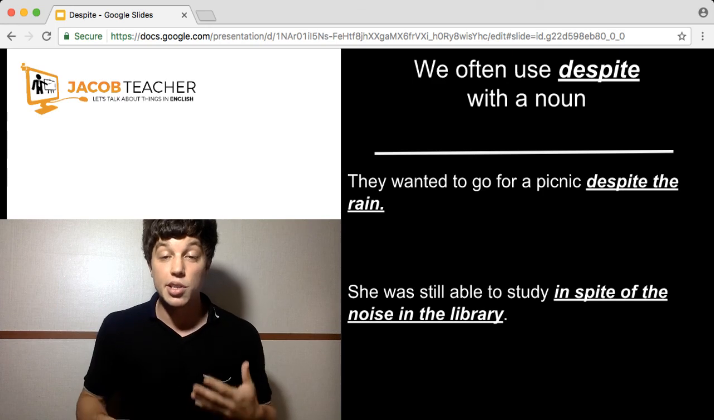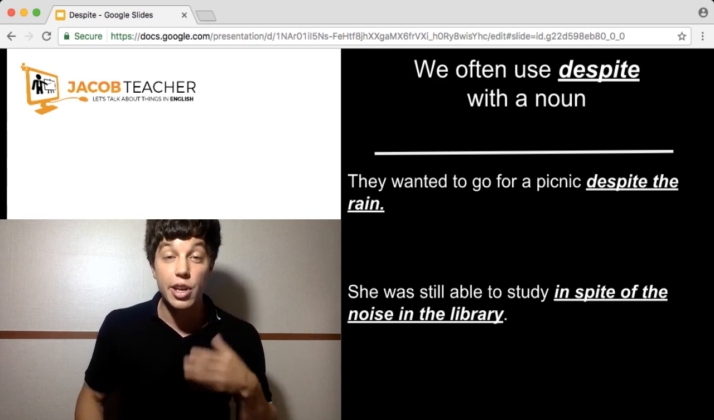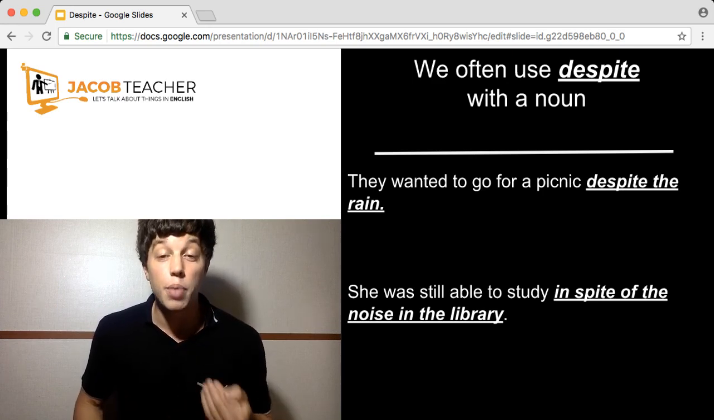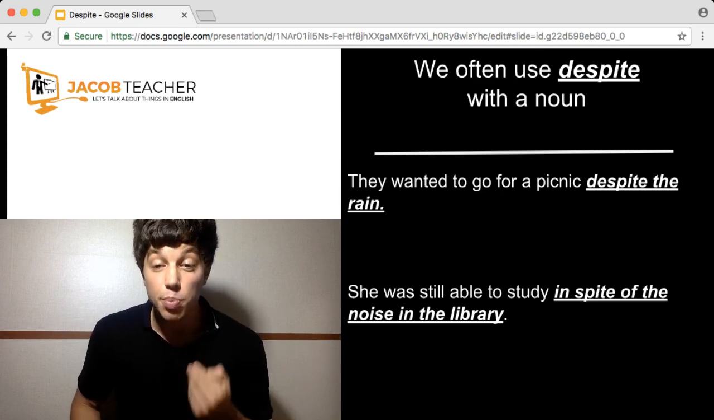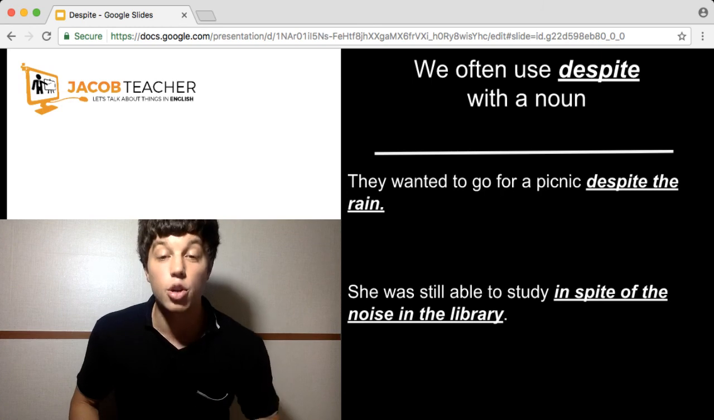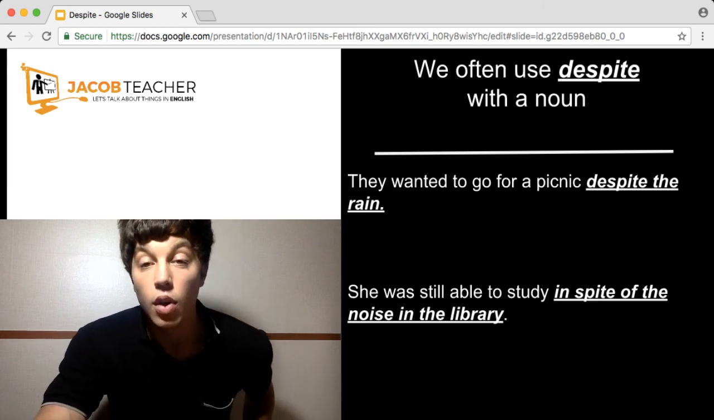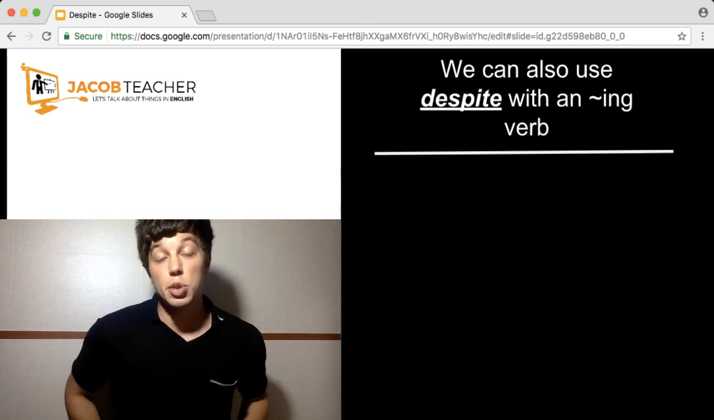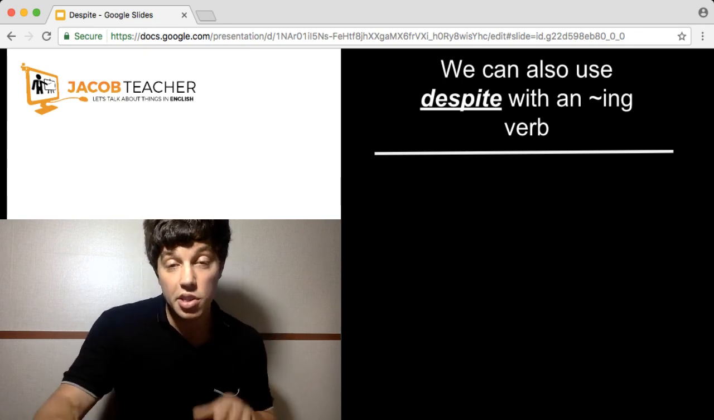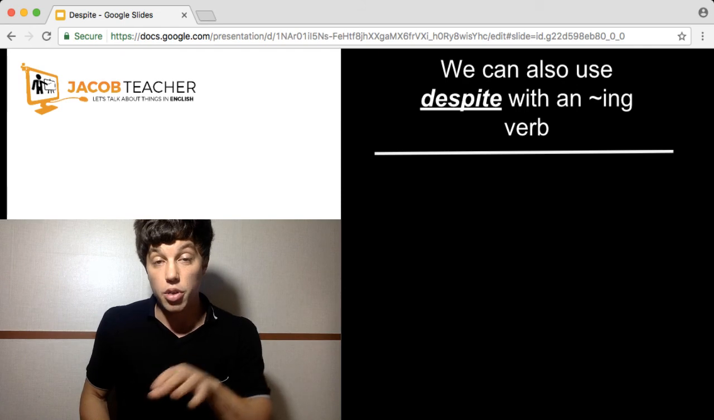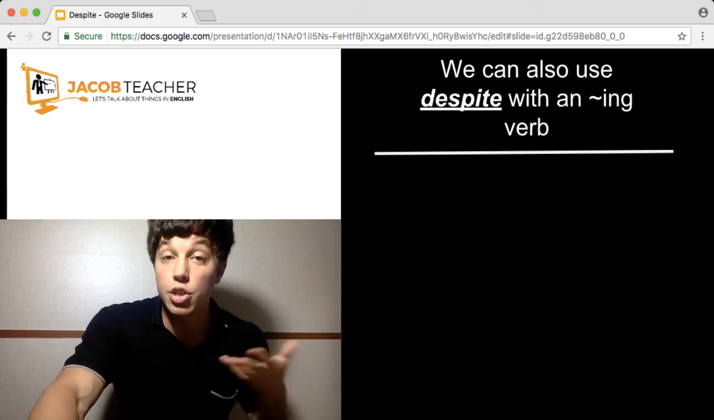What it means is the noise in the library is not affecting her ability to study. She's still able to study despite or in spite of the noise in the library. We can also use despite with an ing verb. This is a little less common than using it with a noun, but we do use it sometimes.